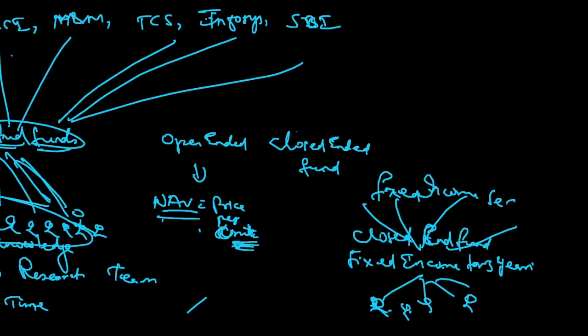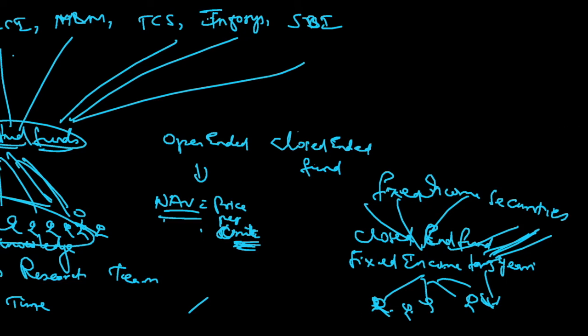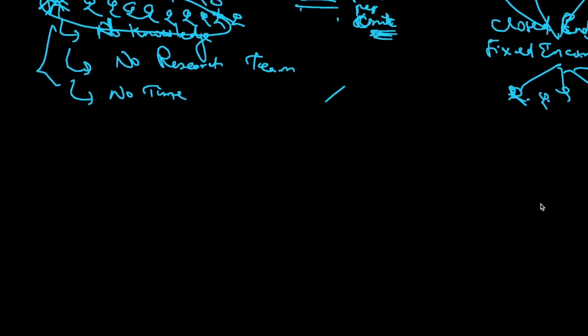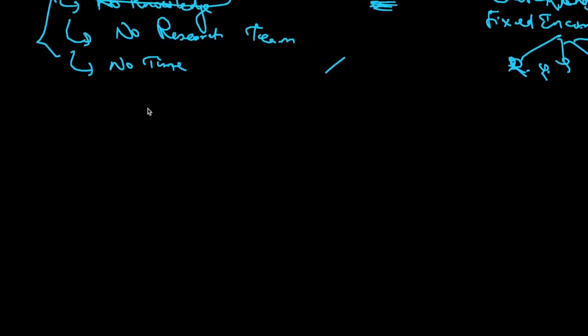Fixed income securities, it will get locked for 3 years, and then at the end of the maturity, all the profits will be pooled and returned back to these investors. This is a closed-ended fund. Okay, and there are many types of funds also based on the investment style. This is open-ended and closed-ended based on the structure. Otherwise, based on the investment style, there are also many types of funds.